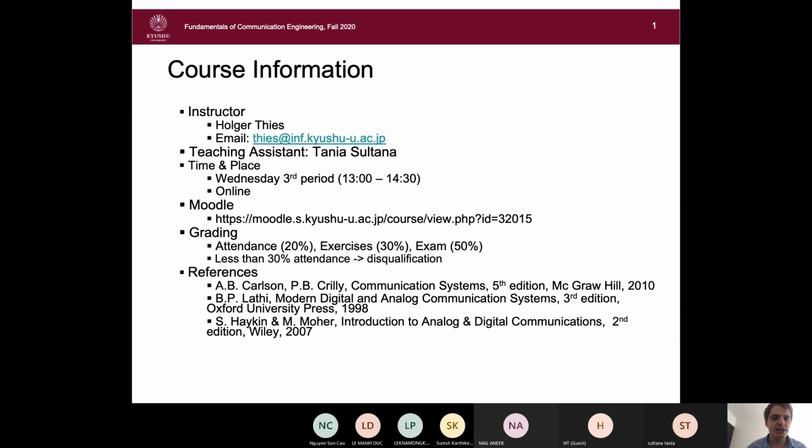Okay, so let's just start this lecture. I will start with some basic information about this course. As I already said, my name is Holger Thies. I'm assistant professor at Kyushu University at the computer science department since last semester. You can also reach me by email at thies@inf.kyushu.ac.jp if you have any questions. And since this is an online lecture, we also have a teaching assistant whose name is Tanya Sultana. She is here to help you if there are any technical difficulties. So if you cannot log in or if there's something, you can ask in Moodle and she will help you.